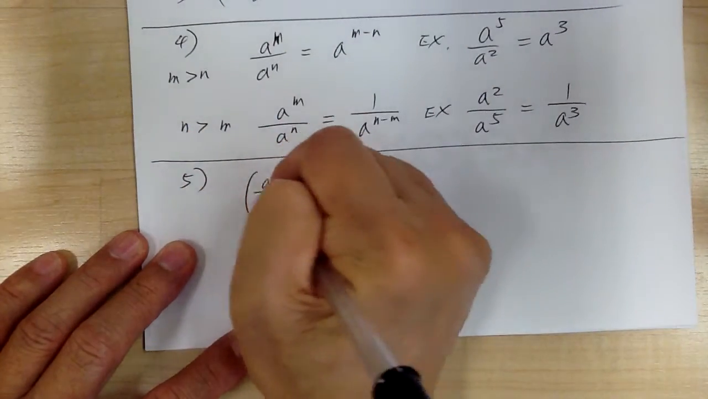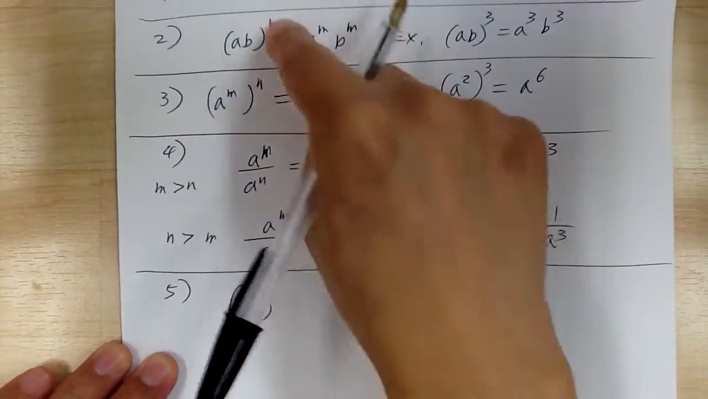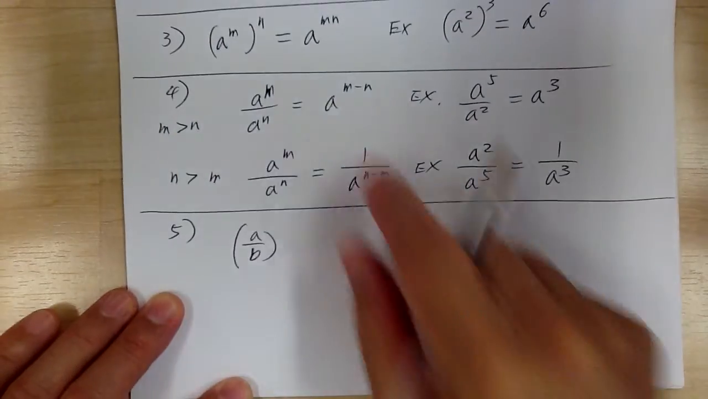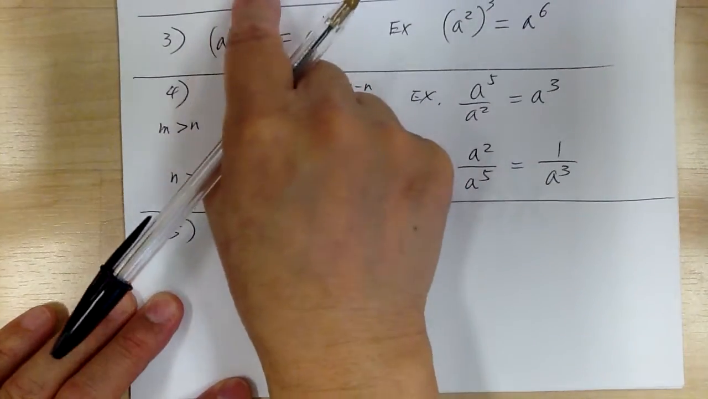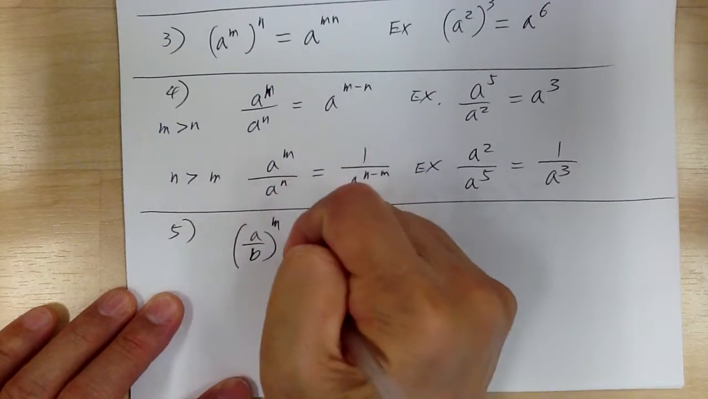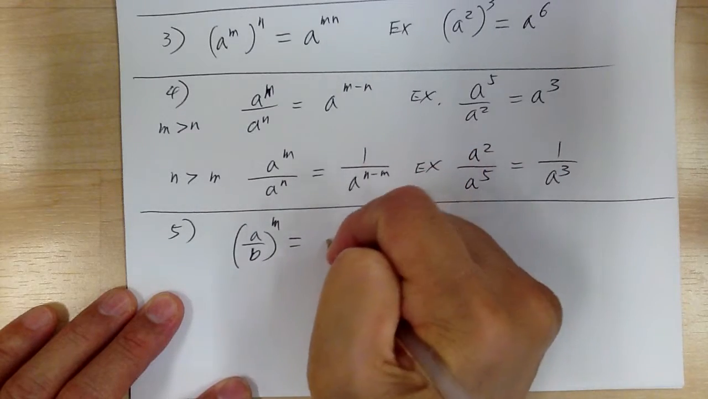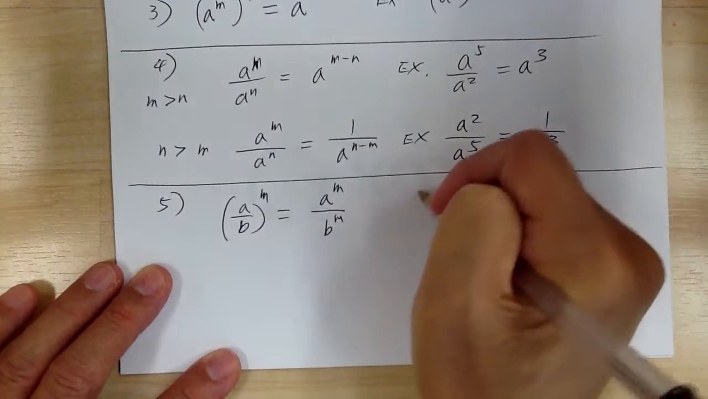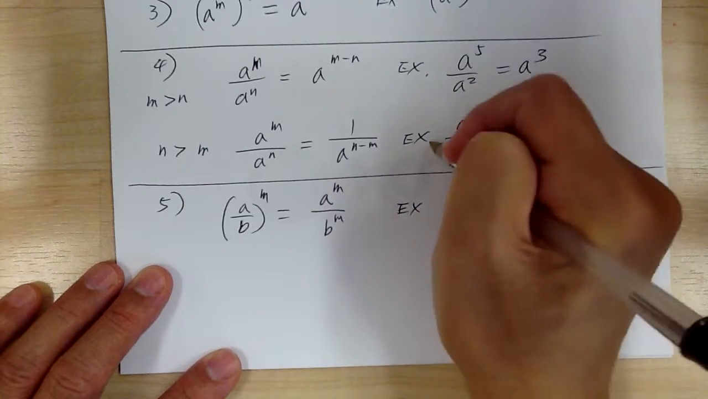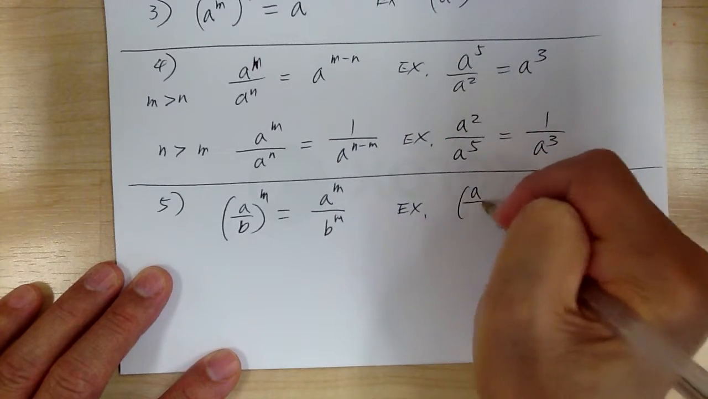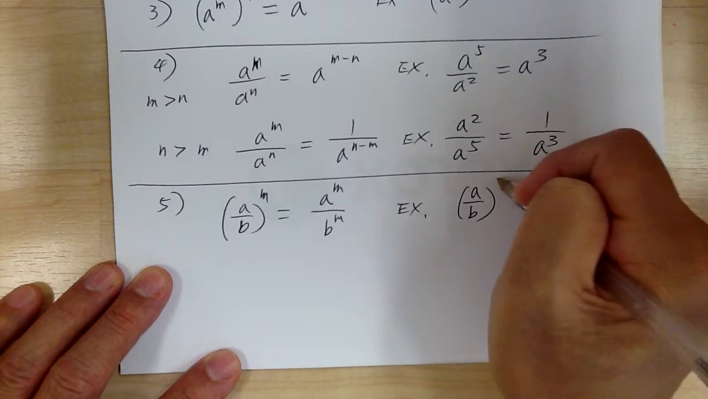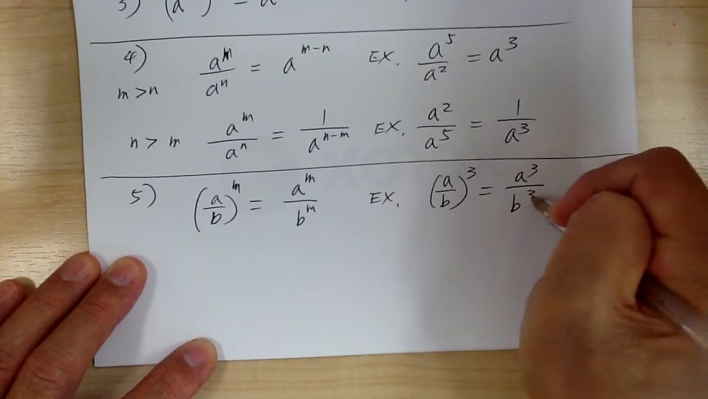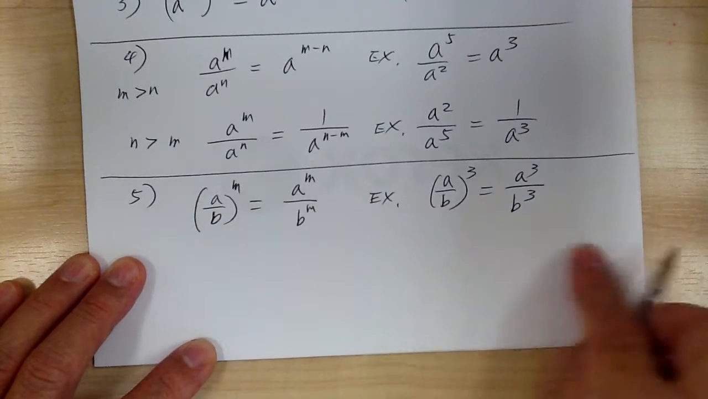Okay, number 5. Again, you have multiple parts. This is the same thing. Number 5 and number 2 are the same, except number 2 is multiplication and this is division. So you just distribute again, right? You get a to the m over b to the m. An example would be a over b to the 3, which equals a to the 3 over b to the 3. All of these are very straightforward.